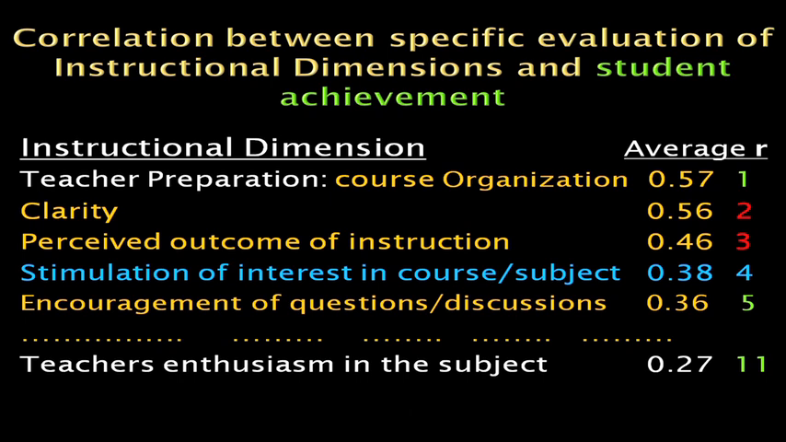Let us take the attributes with correlation coefficient more than 0.25, and other attributes will be discarded. Then teacher enthusiasm in the subject is 11. So, there are a lot of attributes. If you read those books, you get those attribute names. I am explaining how they find the correlation and what their rank is.